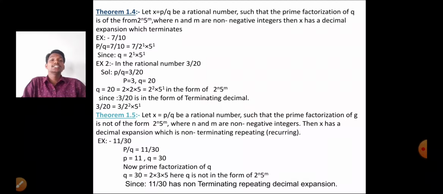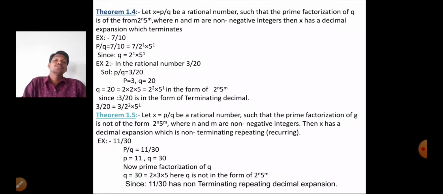Let x equal to p by q be a rational number such that the prime factorization of q is not of the form 2 to the power of n, 5 to the power of m, where n, m are non-negative integers. Then x has a decimal expansion which is non-terminating repeating, or recurring. So that is the statement of Theorem 1.5.